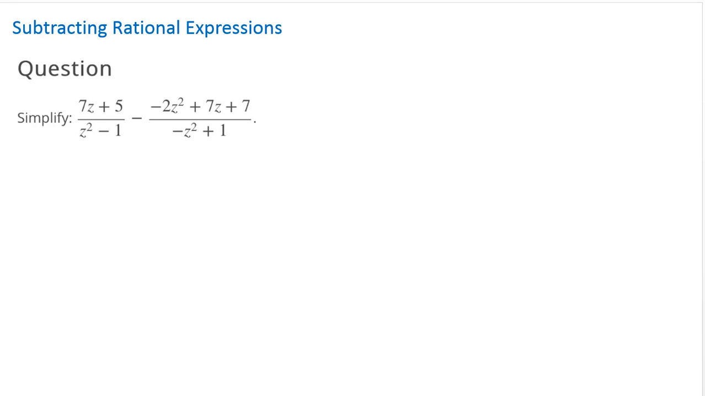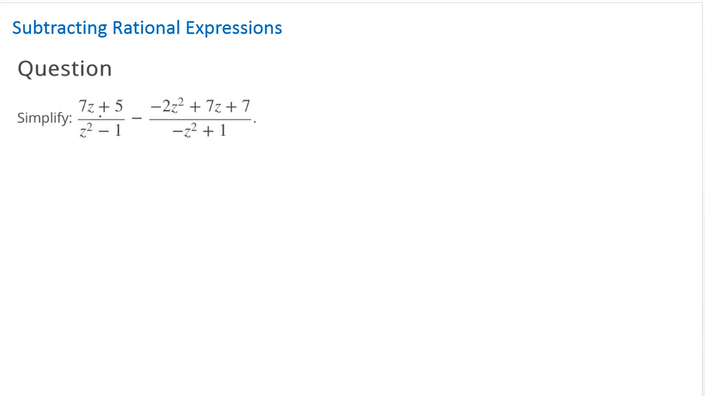Hey, so for this homework problem, what we're trying to do is subtract two rational expressions. So what is a rational expression? A rational expression is a fraction. It has a variable in it. Usually the variable shows up in the denominator, if not the numerator as well, like in this case.